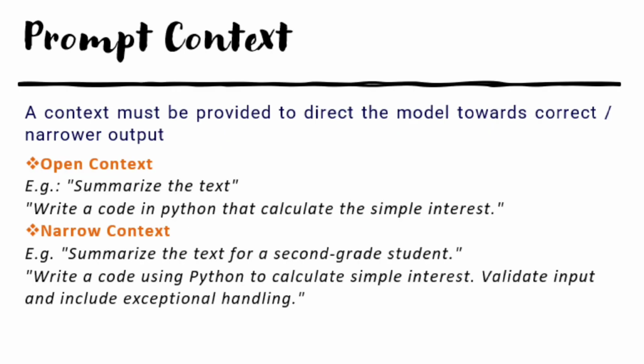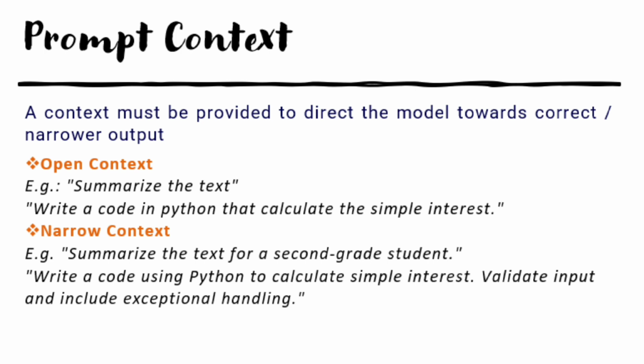And next, context. Context must be provided to direct the model towards the correct or narrower output. To get the correct output, your context should be clear. For example, there is open context and narrow context. Open context is just telling it, like, summarize the text, or write a code in Python that calculates the simple interest. It's a normal prompt. When it comes to narrow context, in the same prompt you add more specific information, for example, summarize the text for a second grade student, so that the text is understandable by a second grade student.